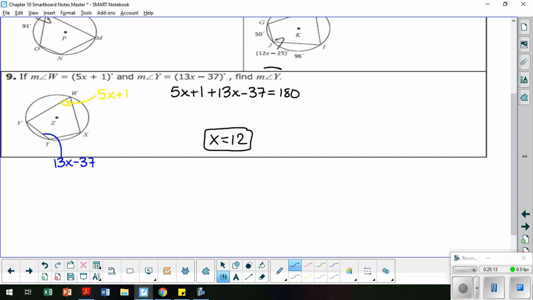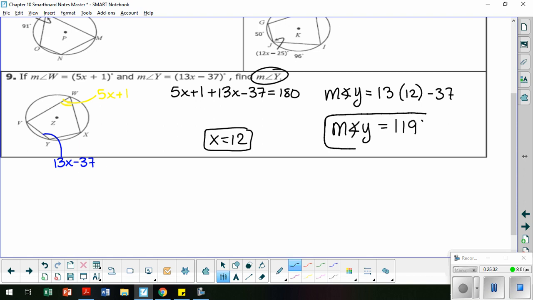We want to find the measure of angle Y, which is your 13 times your 12 minus your 37. So the measure of angle Y is going to equal 119 degrees. Okay, that's it.